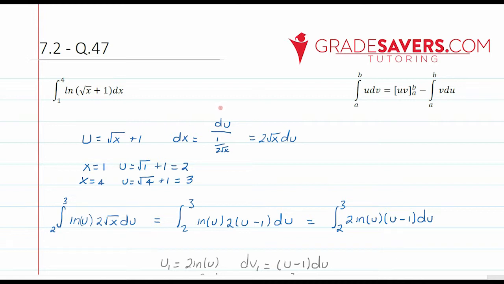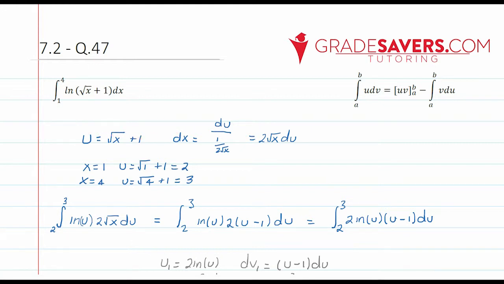The question reads, what is the integral from 1 to 4 of ln of root x plus 1 dx? And they would like for us to do an appropriate u substitution before we begin integration by parts. So let's begin. In order for us to do a u substitution, we need to select a u, and we will let u equal root x plus 1.